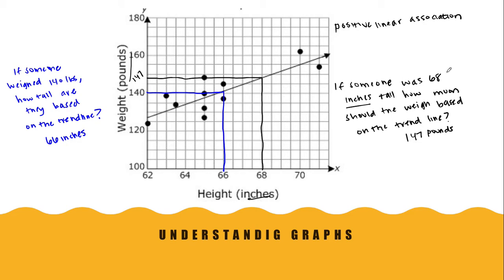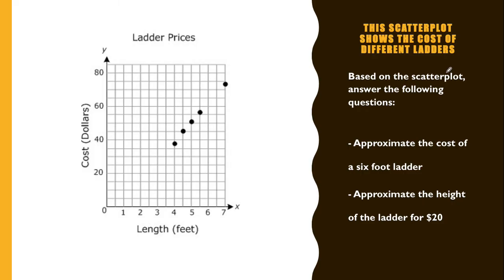All right, let's do a couple more examples, see if you get it. Okay, this doesn't have a trend line. Let's look what this is about. Ladder prices. The length of the ladder, the cost in dollars. If you've ever been to Home Depot, you should notice the taller the ladder, the higher the price. So how could you describe this graph? Negative, positive, nonlinear, linear, what?